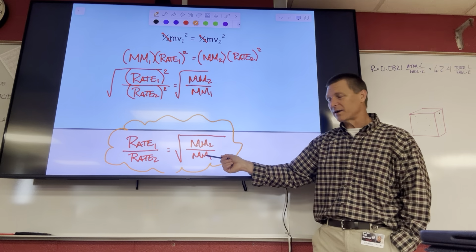And this is worth writing down for yourself: the faster diffusing gas is always lighter. The faster diffusing gas is always the lighter. There's an inverse relationship. The lighter the gas, the faster it goes. That is very consistent. I'll pause for a second for you to write that down. The faster diffusing gas is the lighter one.